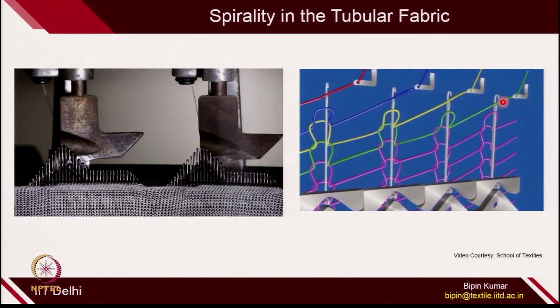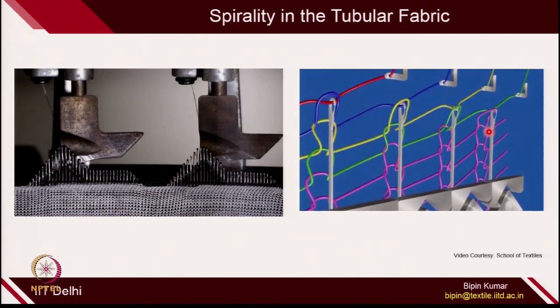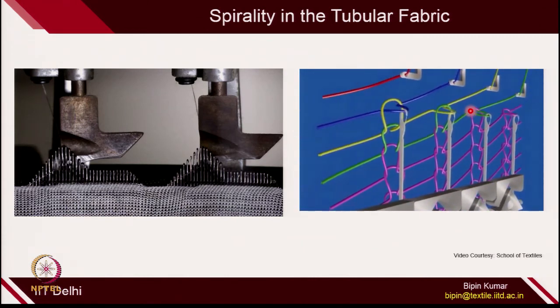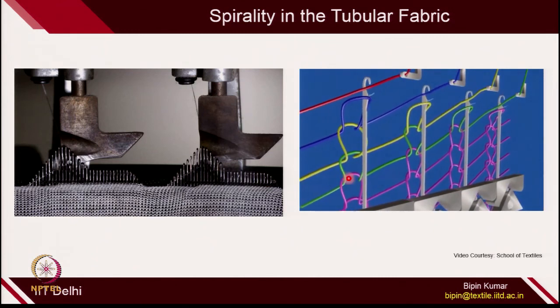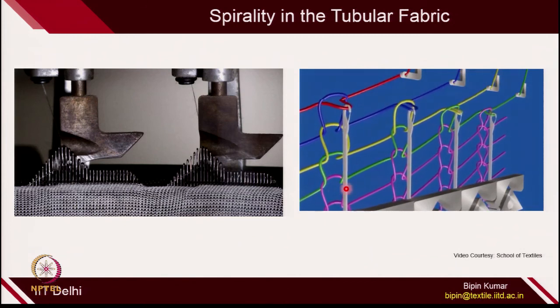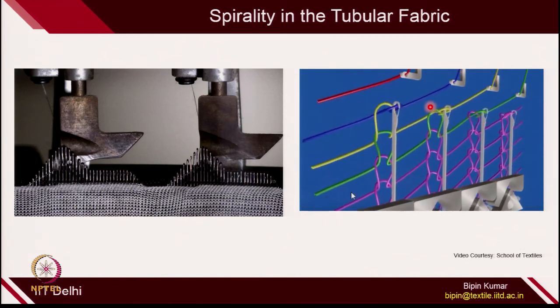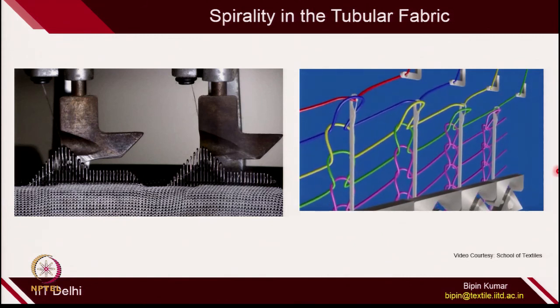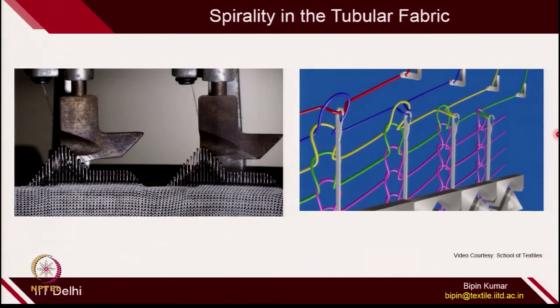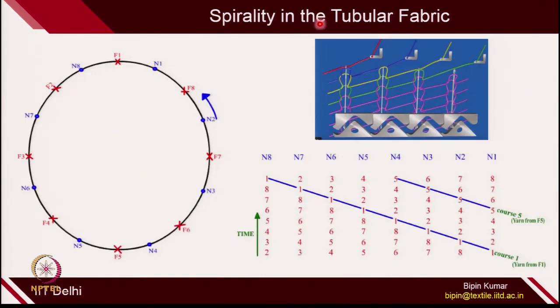So, the needle first makes the loop here and then this needle makes the loop here, and you can see how each course is actually not horizontal, it is making a spiral, making a certain angle with the horizontal, because in one rotation you are creating multiple courses. So, spirality is another big problem in tubular fabric when it is created by multiple feeder points.